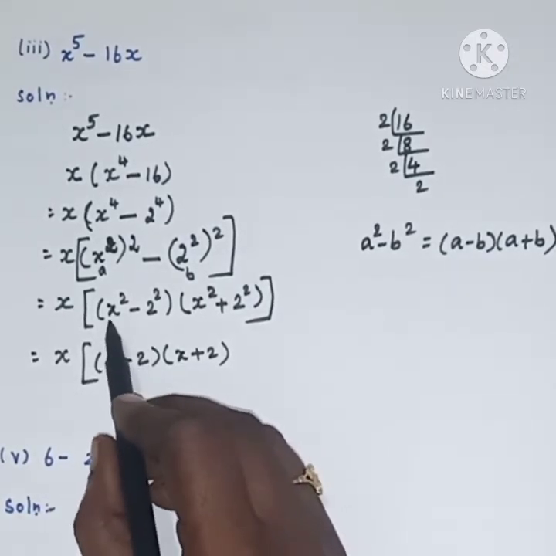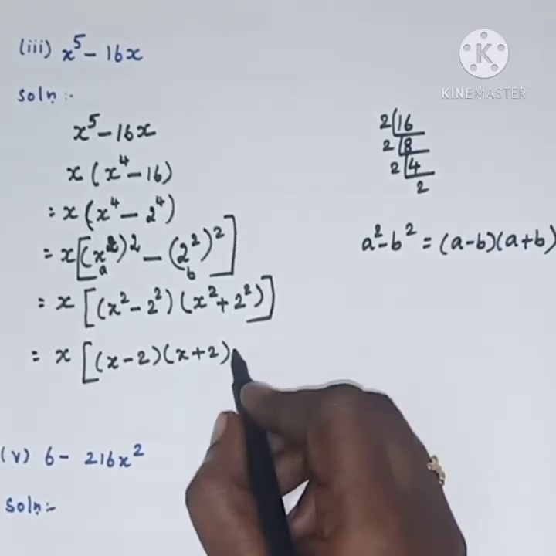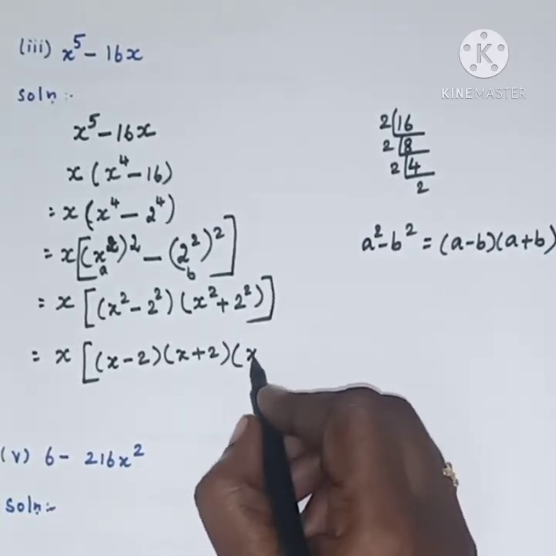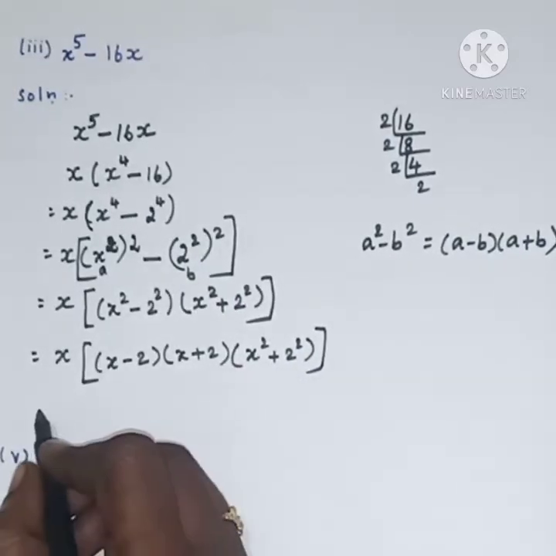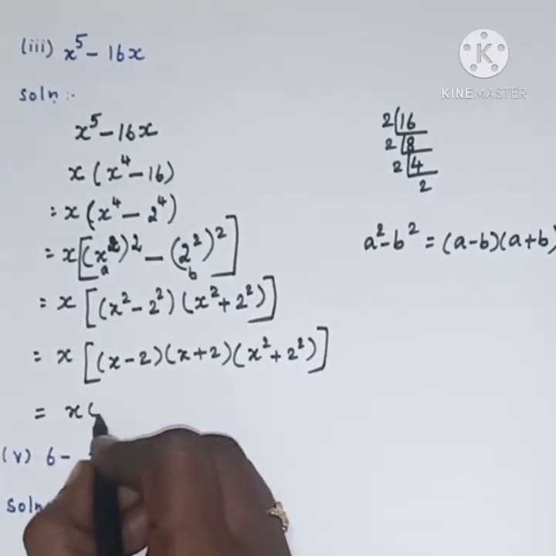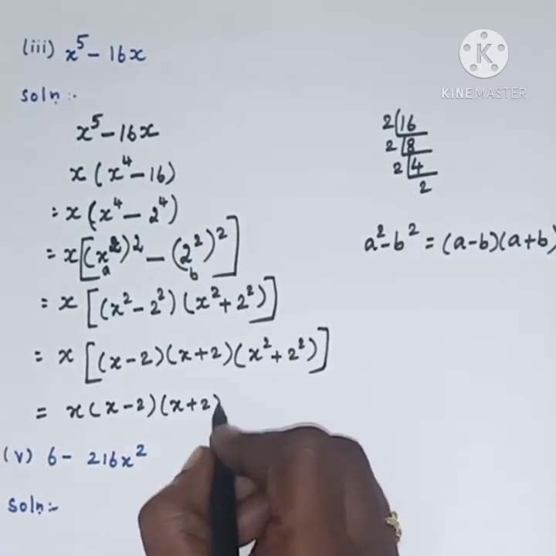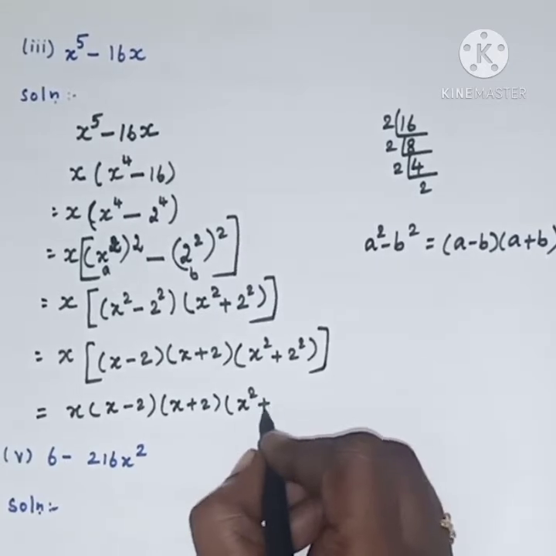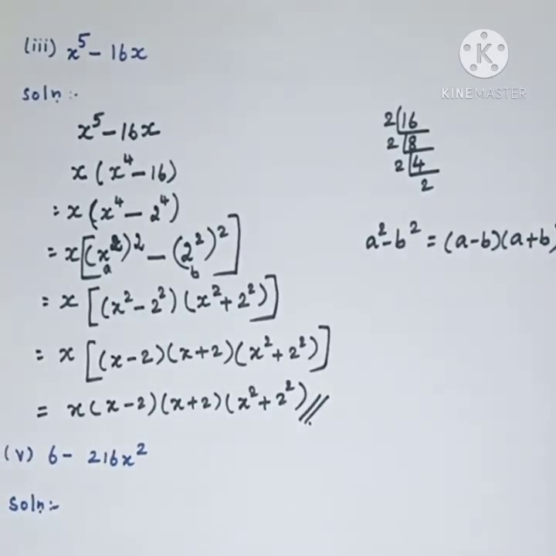So we can write x square minus 2 square as x minus 2 into x plus 2, and then write this x square plus 2 square as it is. So the answer is x into x minus 2 into x plus 2 into x square plus 2 square. This is the answer for the third sum.